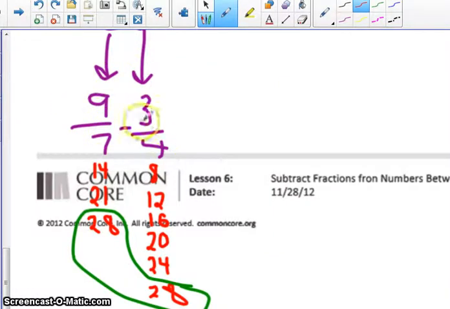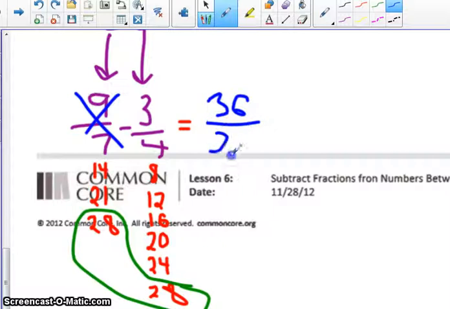So 9/7 is our old one. 36 over 28 is our new number. So 9/7 dies and comes back to life as a 36 over 28 fraction. They're the same fraction, just different numbers. If you type them into a calculator, 36 divided by 28, you'll get the same as if you typed 9 divided by 7.